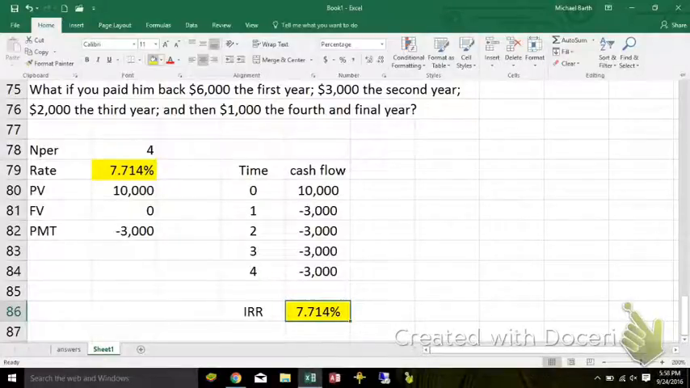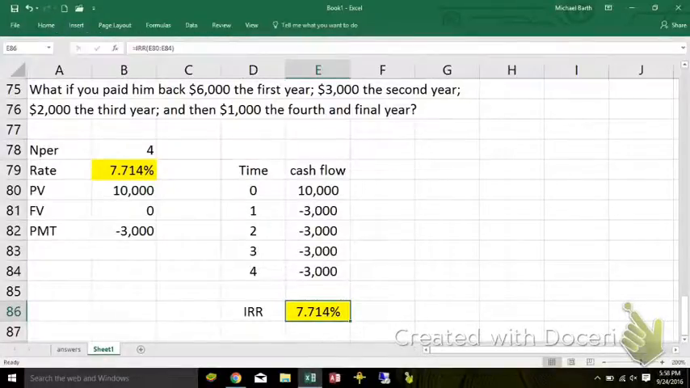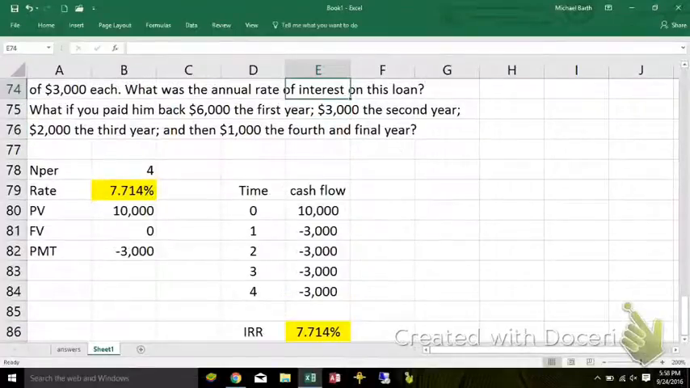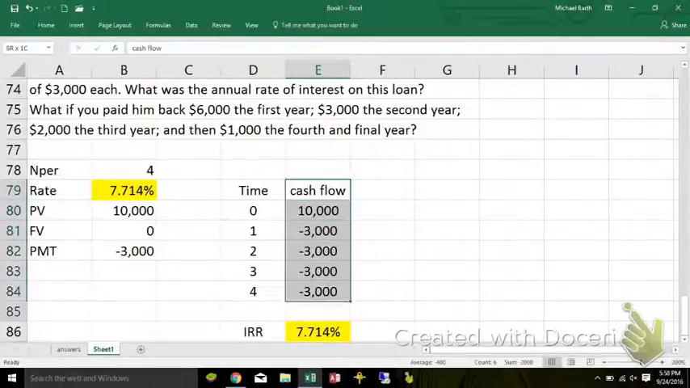Okay? The thing is that in this second scenario, what if you paid it back $6,000 the first year, $3,000 the second year, $2,000 the third, and $1,000 the fourth and final year? Would that be the same? It's still $12,000, and the answer is no, it wouldn't, because he gets back half his money right away. He could lend that to somebody else, so it'll probably have a higher rate of return for Uncle Olaf.